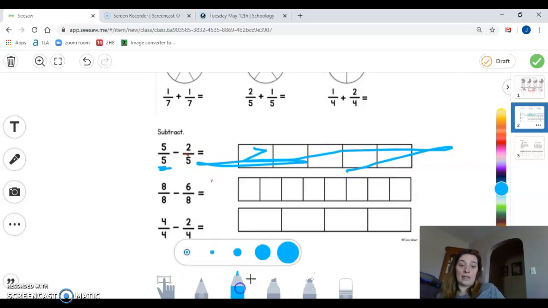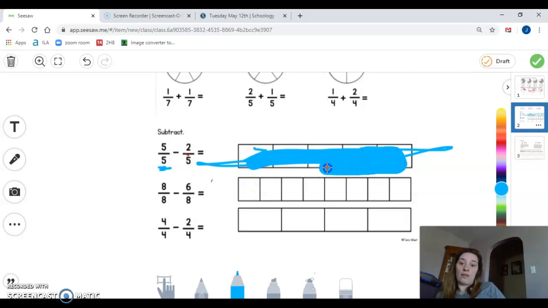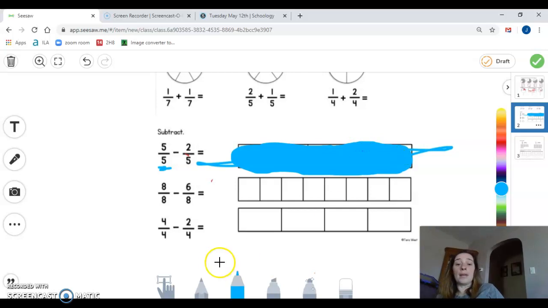So I'm going to shade in all of them. Oh, I got a little crazy, didn't I? I was going to go to a bigger color or a bigger one. I'm going to shade in all of them. All 5. And then I'm going to cross out 2. 1, 2. So how many are left? 1, 2, 3. So there are 3/5 left.